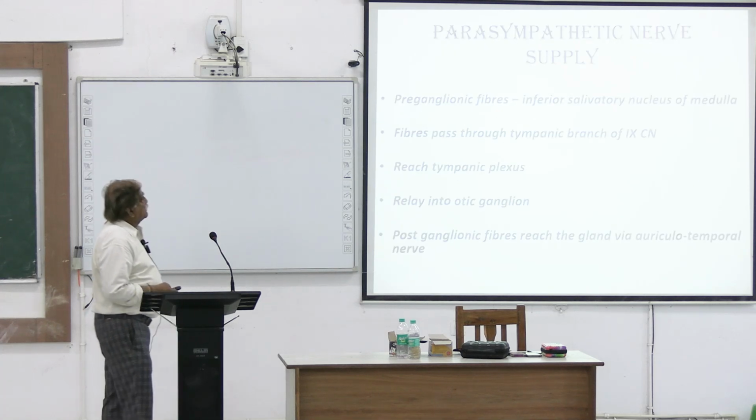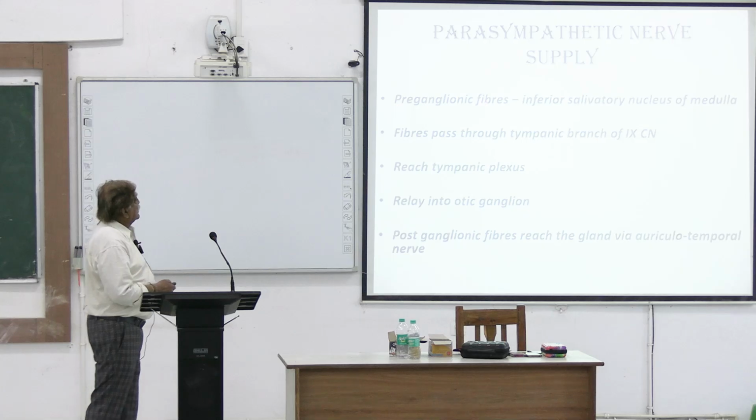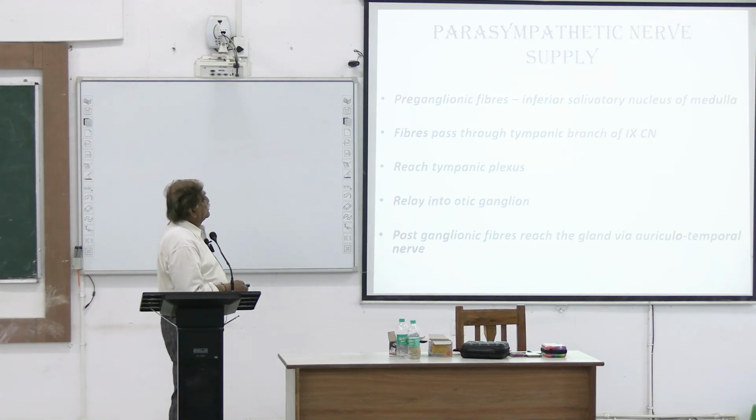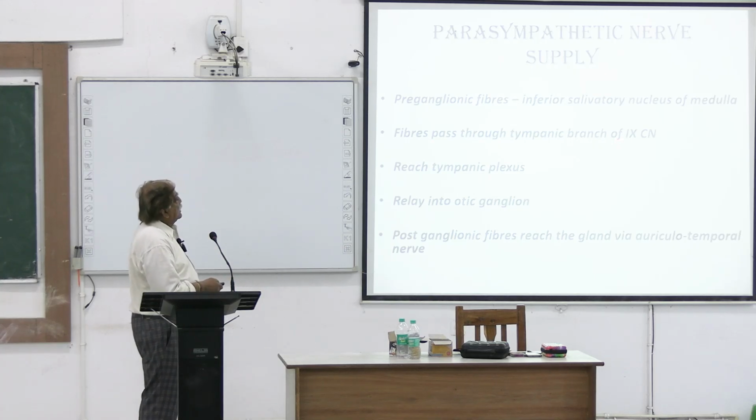Parasympathetic nerve supply: preganglionic fibers arise from the inferior salivatory nucleus of the medulla. Fibers pass through the tympanic branch of your ninth cranial nerve, leave the tympanic plexus, and relay in the otic ganglion. Postganglionic fibers reach the gland via the auriculotemporal nerve.